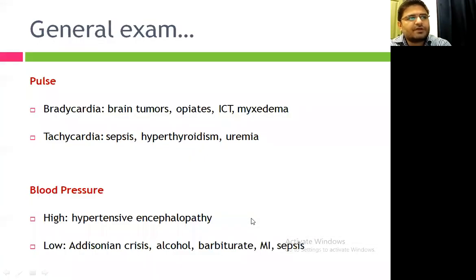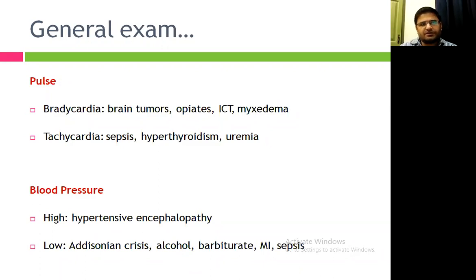What examination parameters would you like to see first? Of course, blood pressure, pulse, temperature, respiratory rate, and oxygen saturation. Pulse: bradycardia occurs in brain tumors, opiates, raised ICP, and myxedema, and in viral infections where raised ICP is there. Tachycardia leads to the diagnosis of sepsis, hyperthermia, hyperthyroidism, and uremia. Blood pressure is usually high in hypertensive encephalopathy, where systolic blood pressure is more than 180 and diastolic more than 110.